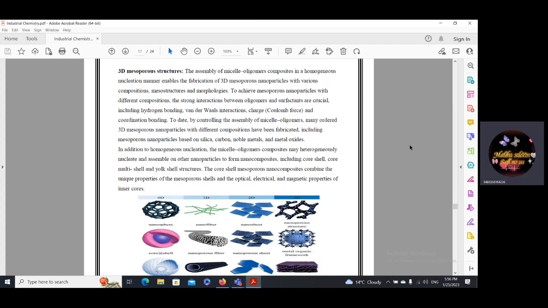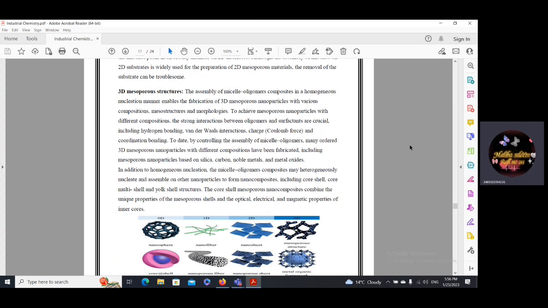Then the fourth one is 3D mesoporous structure. The assembly of micelle oligomer composites in a homogeneous nucleation manner enables the fabrication of 3D mesoporous nanoparticles with various compositions, mesostructures, and morphologies. They have different structures and different bonding. Two types of interactions are present: hydrogen bonding and van der Waals, charge, Coulomb force, and coordinate bonding.